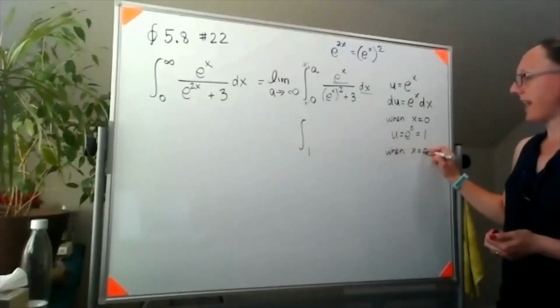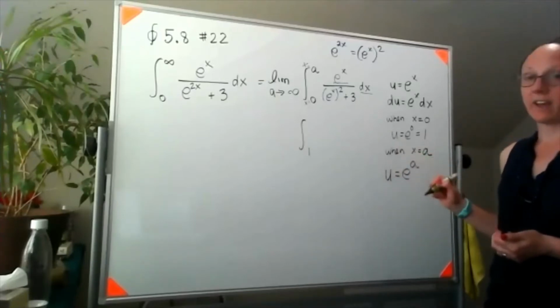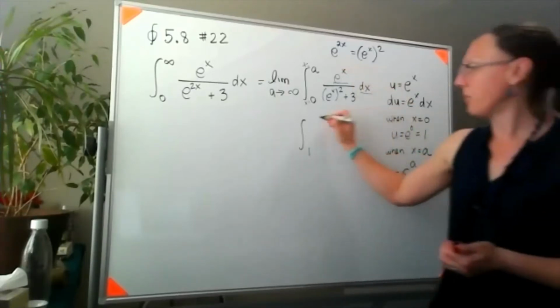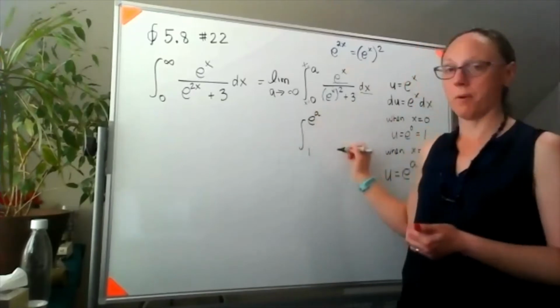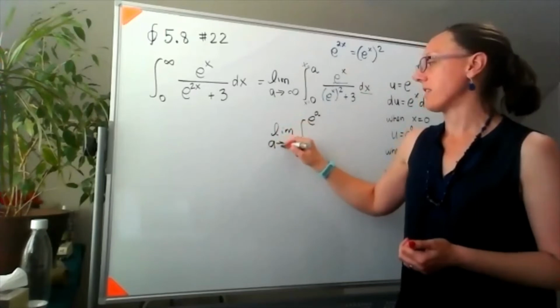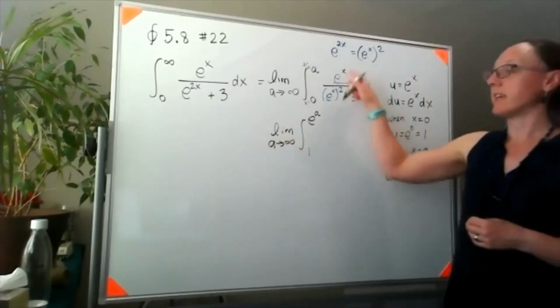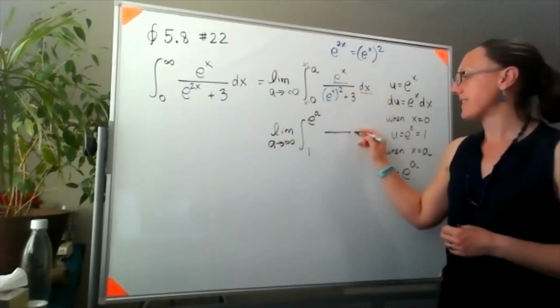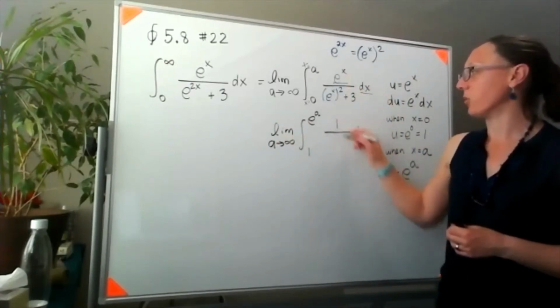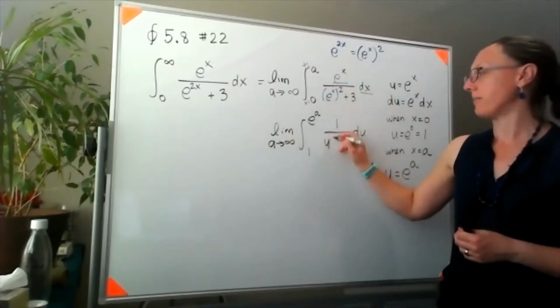When x equals a, u would become e to the a. Because the a was at the top, my e to the a will come up here. And I've still got that limit as a approaches infinity out in front. When we do the u substitution, the e to the x dx, that's all turning into our du. And then our denominator, that's u squared plus 3.